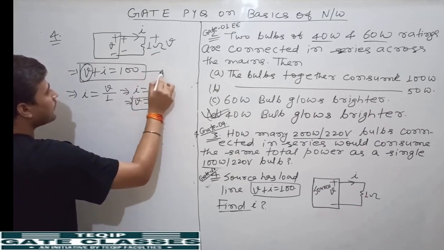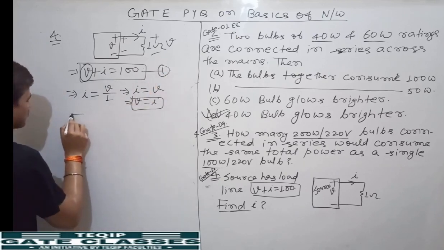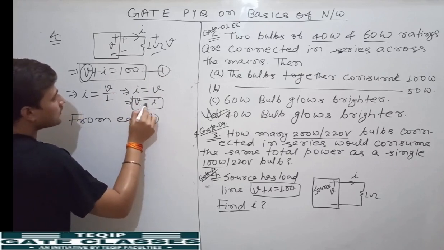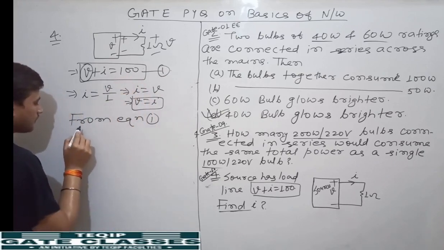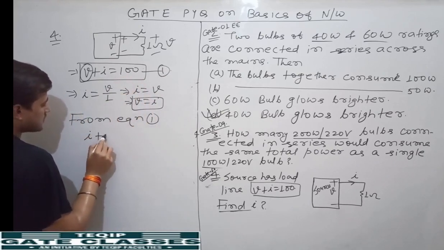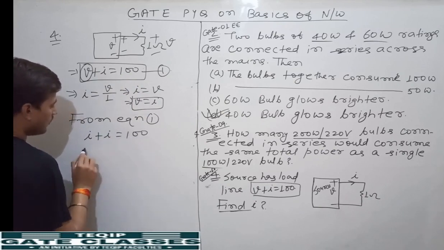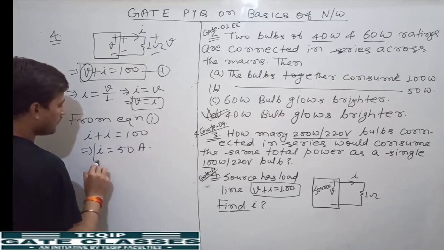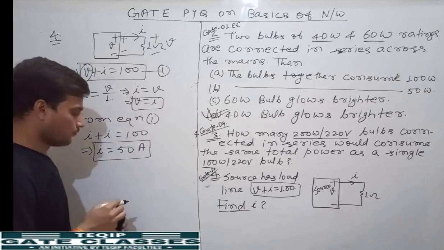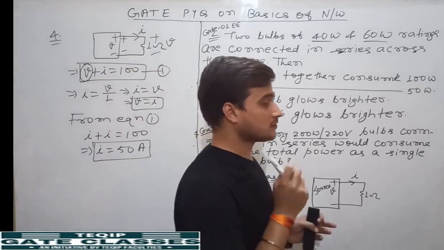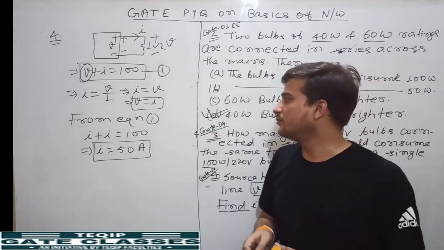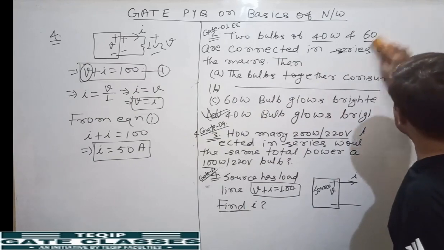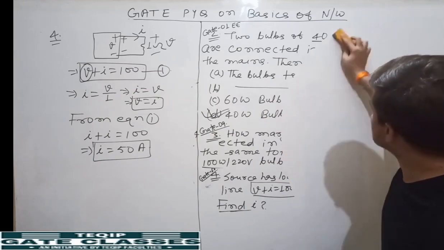If you can write V equal to I, then you put this value in equation 1. It will become I plus I is equal to 100. From here you can write I is equal to 50 ampere. So you can see how easily you answer the fourth question. The current will be 50 ampere. Next, come to the fifth question.